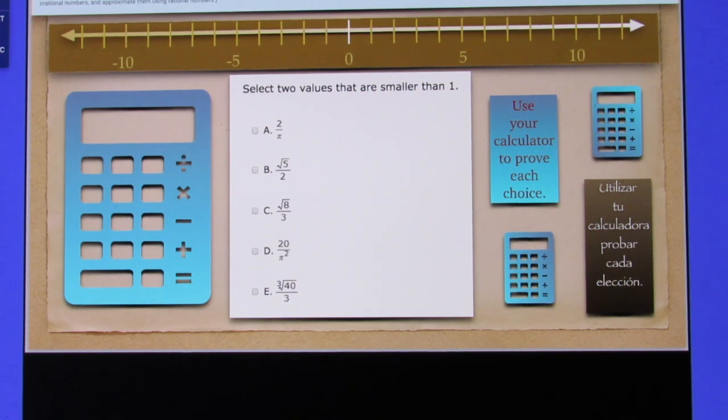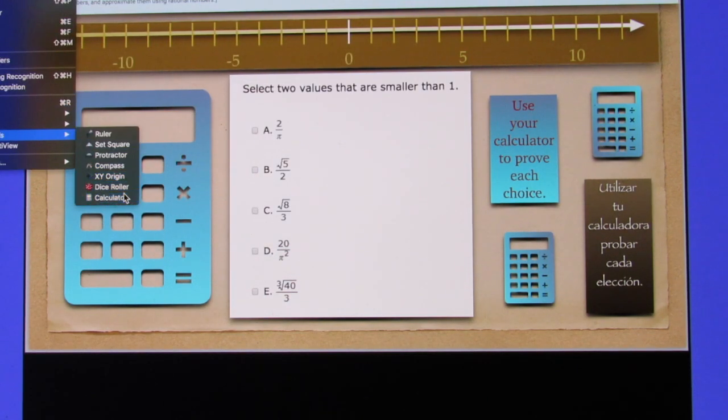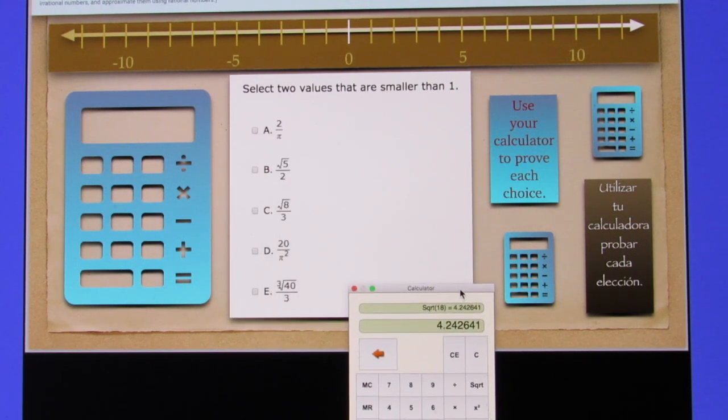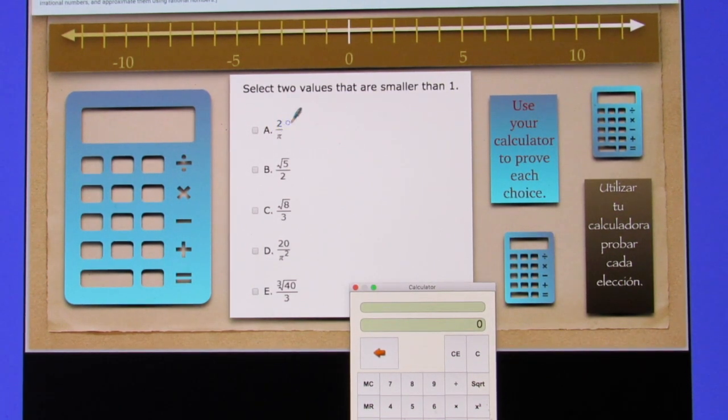Now, when you take any kind of big test, a calculator will be provided for something like this. So I'm going to grab a calculator, and you'll have a button for a calculator all the time, and this one might look a little bit different than the one you're going to use, but let's try this. Select two values that are smaller than 1.